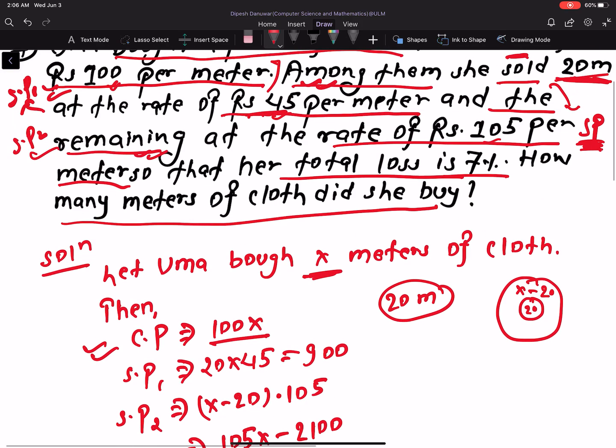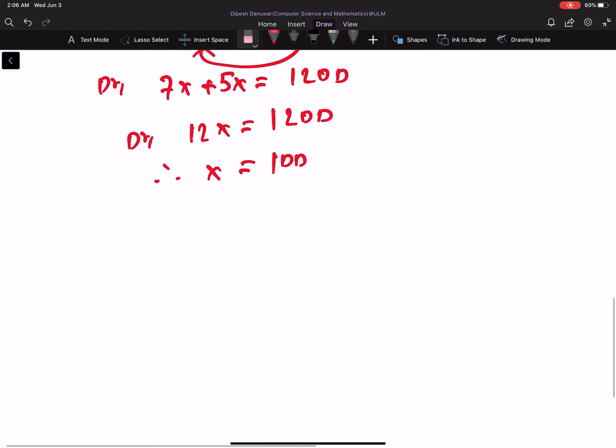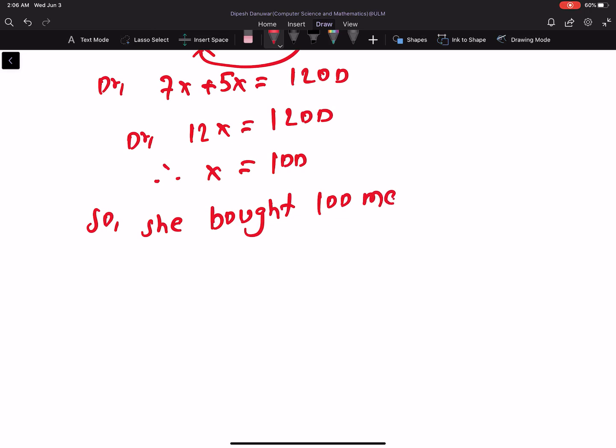So let's write the answer at the end. We got x, that means x meters of cloth, that means about 100 meters of cloth. Therefore, Uma bought about 100 meters of cloth.